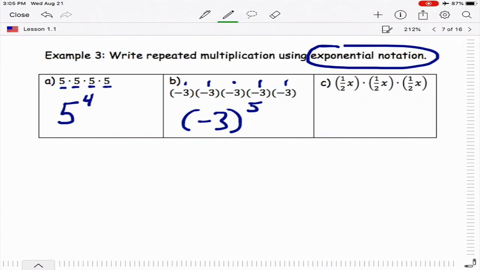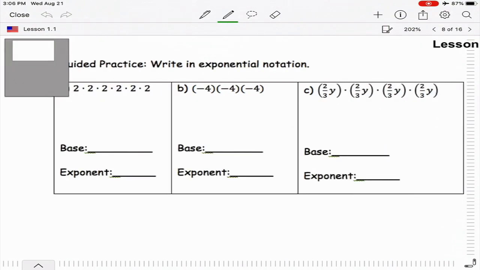And then letter C, same thing. It has a parentheses, so you can just use your number sense. It's 1/2 x, but with the parentheses. And there's 1, 2, 3 times. So b to the 3rd power. Go ahead and do these 3 on your own. You can pause it and then move on.